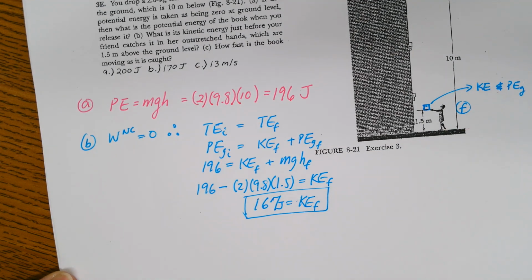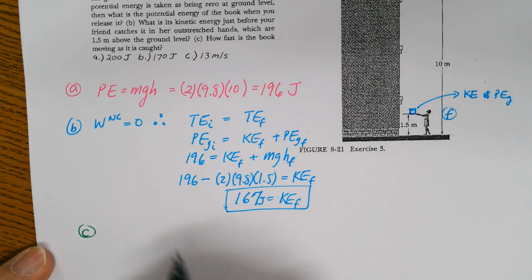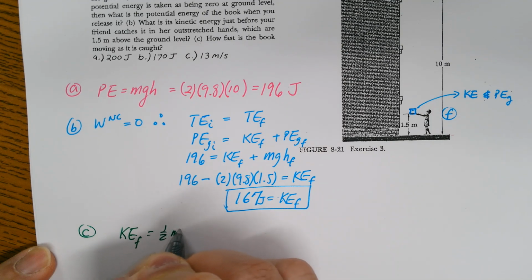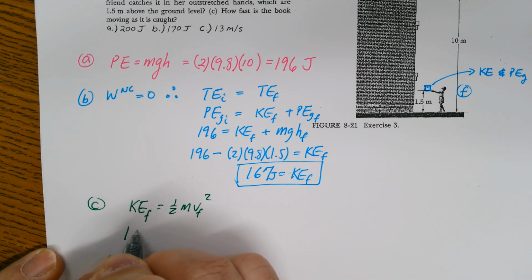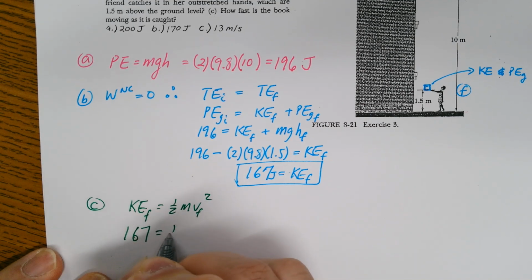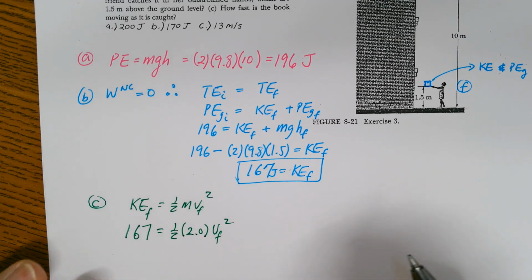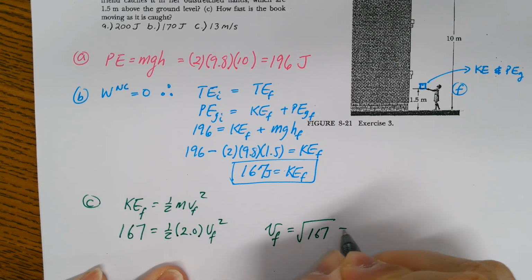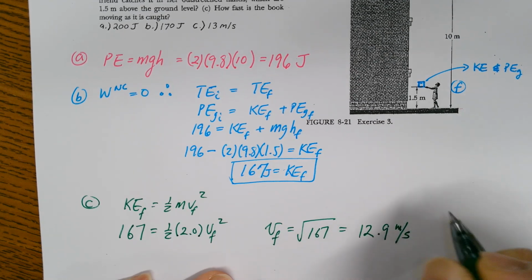All right. Now for part C, how fast is the book moving as it is caught? Well, we know the kinetic energy final is equal to 1/2 m v final squared. Therefore, 167 is equal to 1/2 times 2.0 times VF squared. So VF is equal to the square root of 167, and that comes out to 12.9 meters per second.